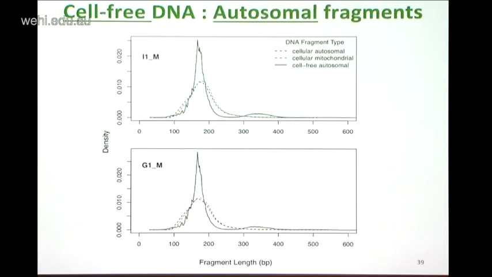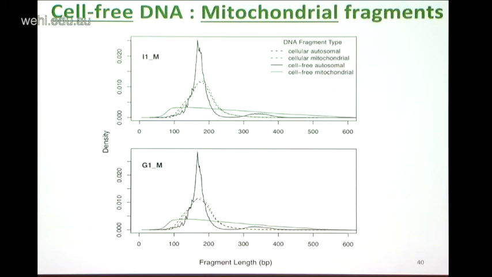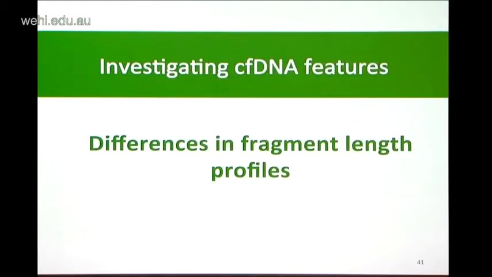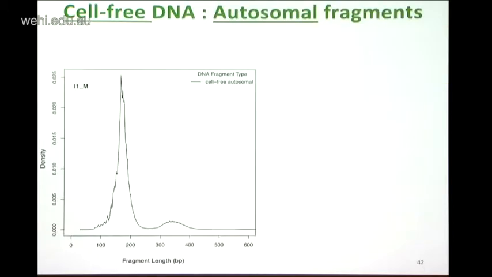When you plot the fragment lengths for cell-free autosomal data, you can see it's quite different. We actually get 3 peaks. The first one is over here, the second one is there, and the third one is a really tiny peak that you can't really see. And when you plot the cell-free mitochondrial fragment lengths, it's a completely different profile altogether. So I'll discuss these differences and any biological relevance to them.